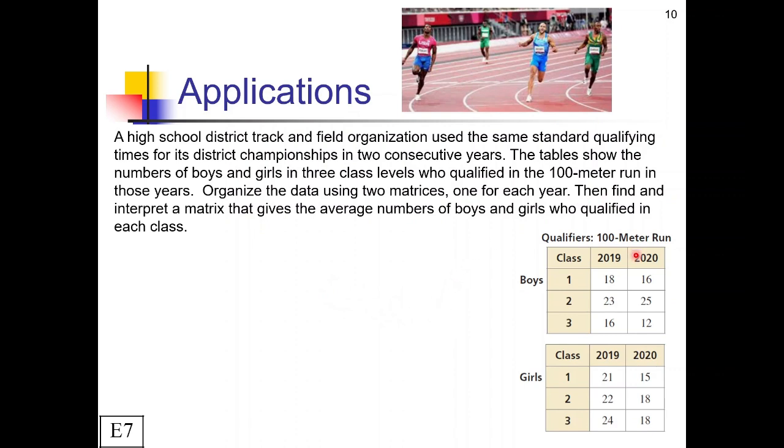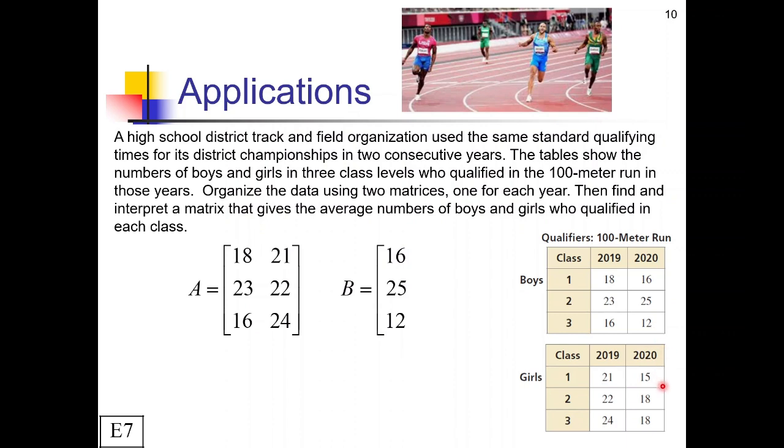The one that has the 2019 stuff, I'm going to call that matrix A. So I'm going to give matrix A the 3 entries from the boys here for 2019. So the 18, the 23, and the 16. And I'm also going to give matrix A, as kind of the second column here, the girls from 2019. So 21, 22, and 24. Next, let me do matrix B. That's going to be my 2020 stuff. So that's got the boys, 16, 25, and 12, and the girls from 2020, 15, 18, and 18.